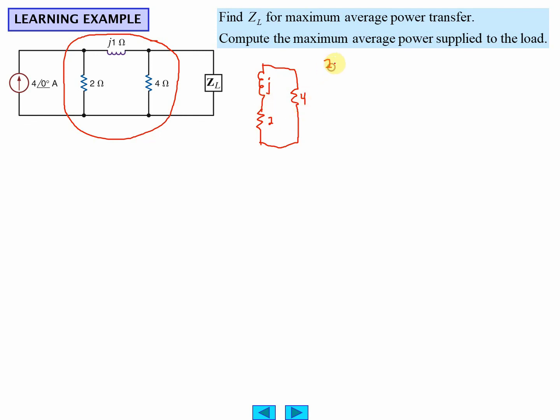2 plus j times 4, all divided by 2 plus 4 plus j. And we go through a bunch of math, and I'll pick it up next time. This is a good place just to stop, set up the problem, and then we'll pick up the problem next time.